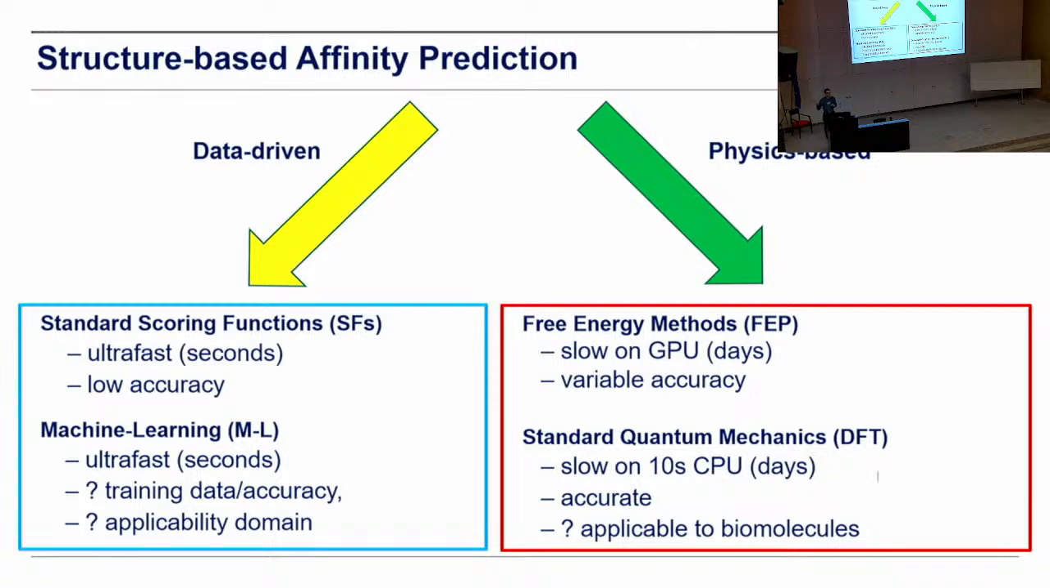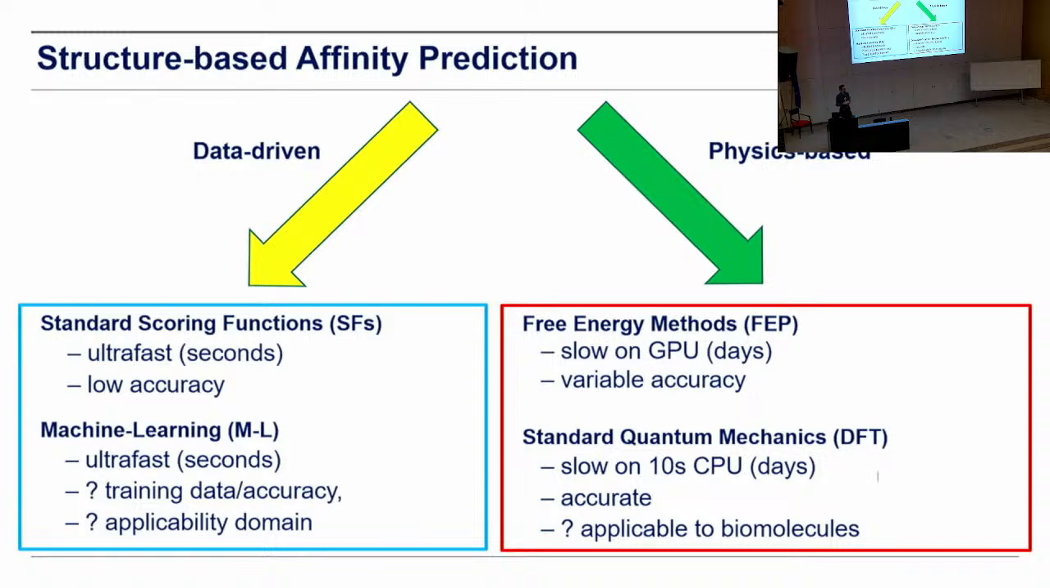The other class from physics-based is quantum mechanics. As you can imagine, it will be slow. The current standard for biomolecules is so-called DFT, density functional theory. You would probably run it on tens of CPUs, and it would take you days to optimize the structure to its energy minimum. You can forget about dynamics of the system. So it is relatively accurate. The chemical accuracy, which is 1 kilocalorie per mole, is there mostly.